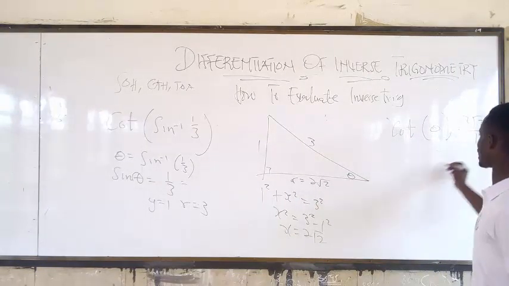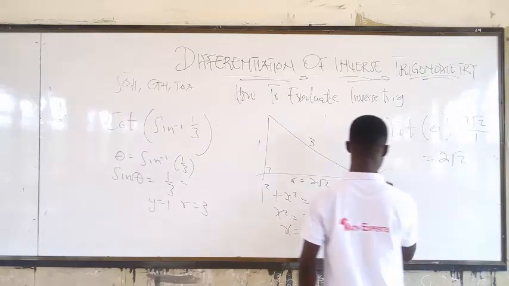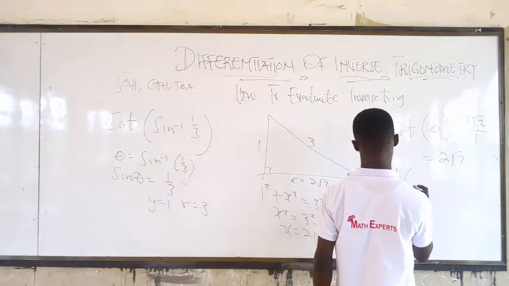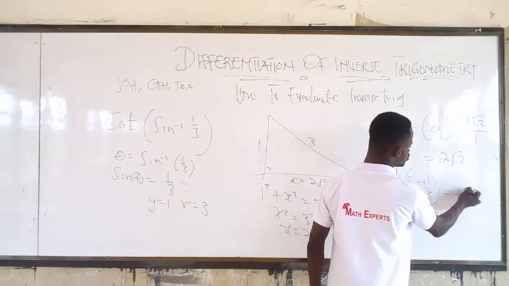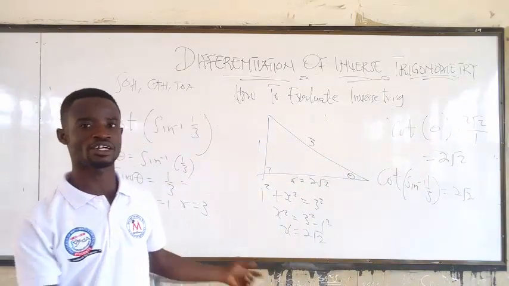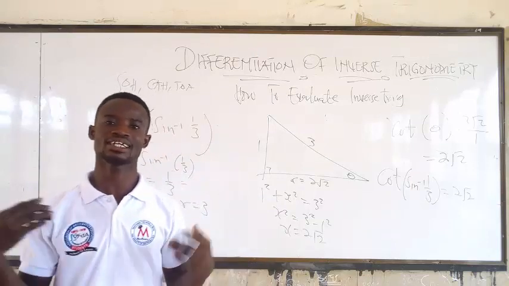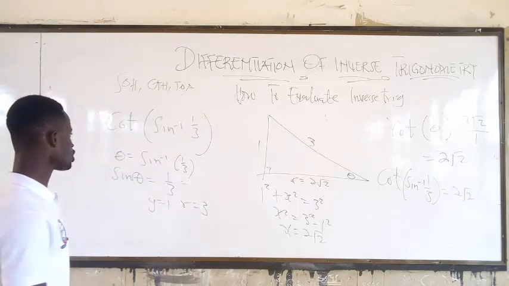the hypotenuse, which is 3. Therefore, our result is going to be 2 root 2 over 3. So we can say that cos of sine inverse of 1/3 is 2 root 2 over 3. Please, you have to understand this well, because this is what we are going to use when we are taking the differentiation of trigonometric functions. So don't forget it.